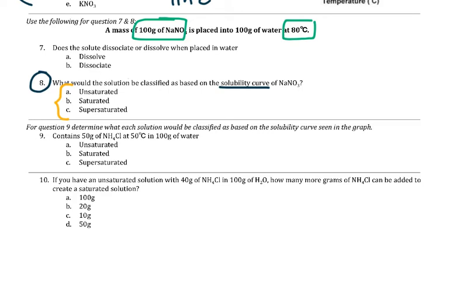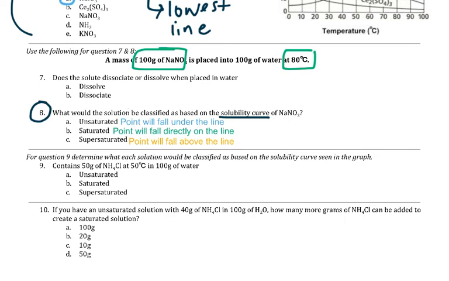So you should have these vocabulary terms on the notes document, so I would suggest you go back to that and review. Once you have your chance to review, I went ahead and gave you what you're going to be looking for. Unsaturated: the point will fall under the line. If it's saturated, it's going to be directly on the line. Supersaturated means that point is going to be above that solubility curve.